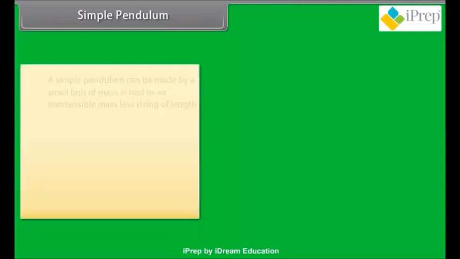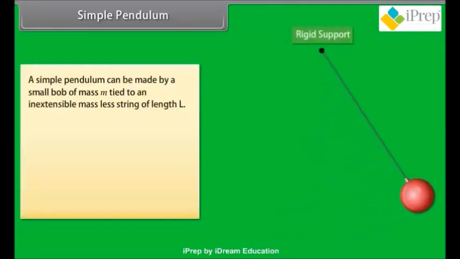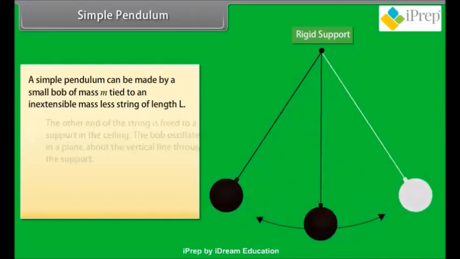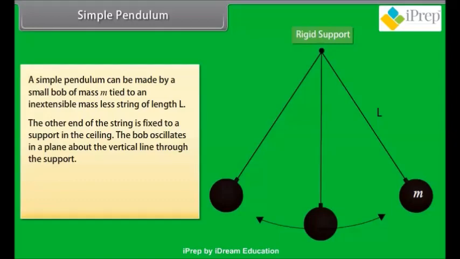Simple pendulum. A simple pendulum can be made by a small bob of mass m tied to an inextensible massless string of length L. The other end of the string is fixed to a support in the ceiling. The bob oscillates in a plane about the vertical line through the support.